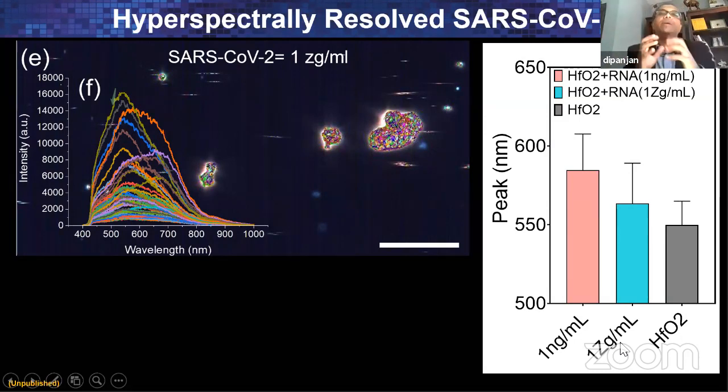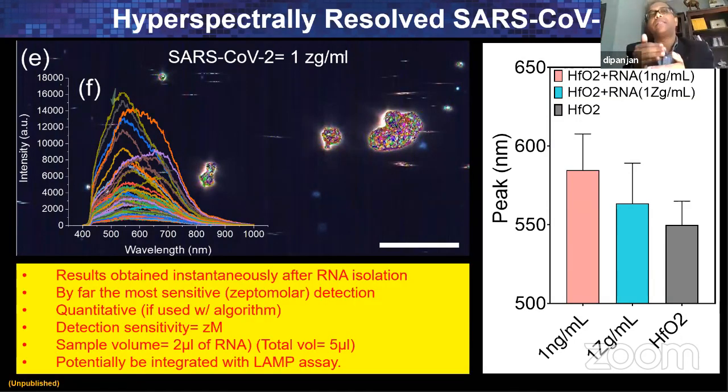So this is really unbelievable, because the results are obtained instantaneously. We add the virus sample, and it will provide us a result right after. By far the most sensitive detection technique, as you know, so far reported in the literature, it gives us an opportunity of almost 50 times higher sensitivity than the PCR.